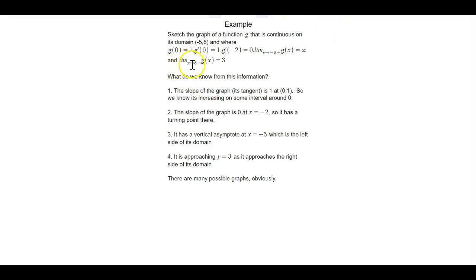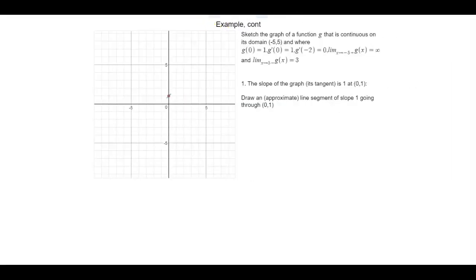And this is telling us that on the right side of the domain, as x is approaching 5, the function has a horizontal asymptote at 3, y equals 3. So there are a lot of different possible graphs, but remember this would be something where you would need to actually draw the graph, not just choose a multiple choice graph from WebAssign in a test situation. So let's start off here.